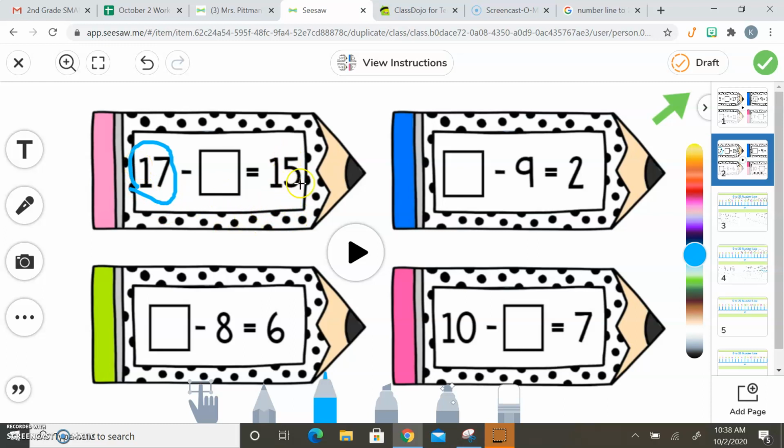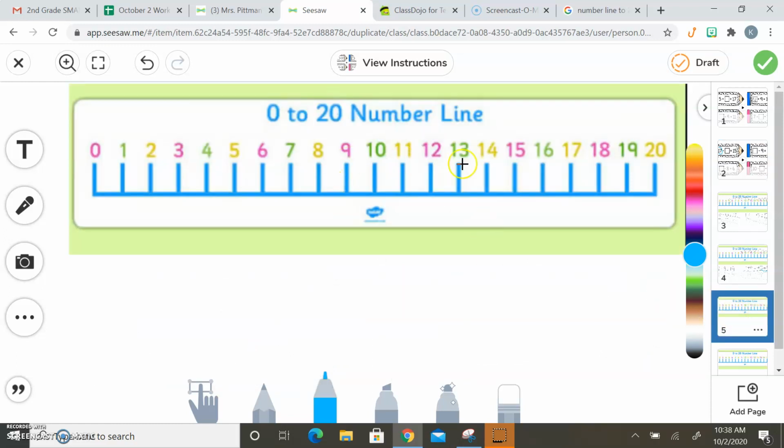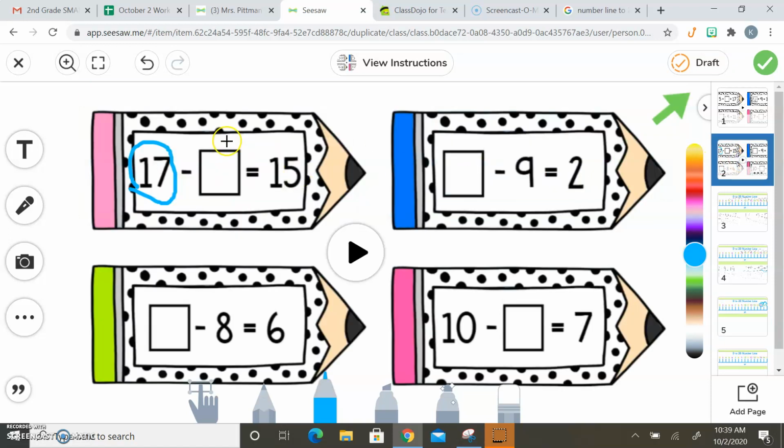So that means we're going to have to start at 15 and count until we get to 17 to see what we get. So I could find 15 and I can count until I get to 17 and see how many hops it takes. So let's give it a try. 1, 2. It took 2 hops. I could also start at 17 and see how many hops it takes to get to 15. 1, 2. So my missing number would be 2.